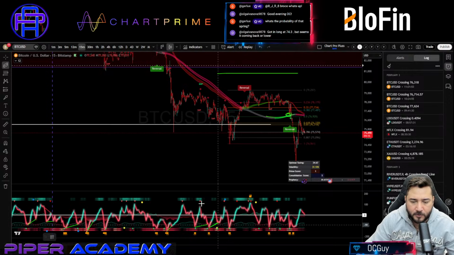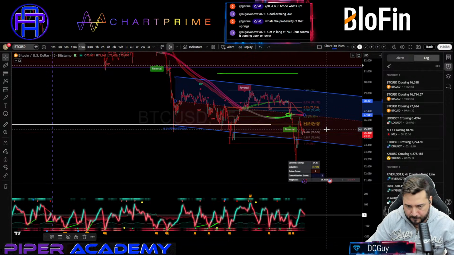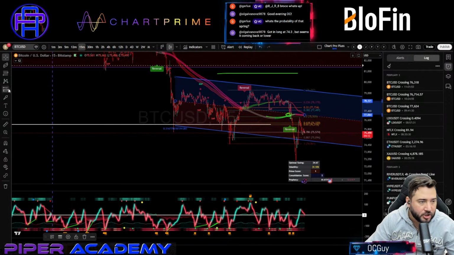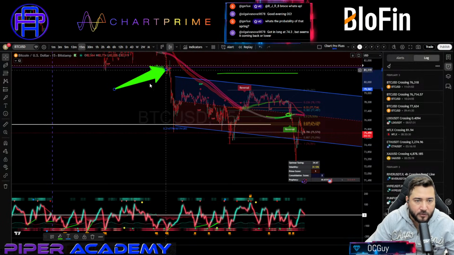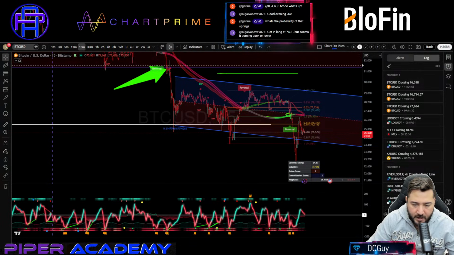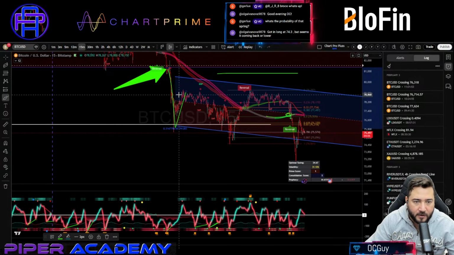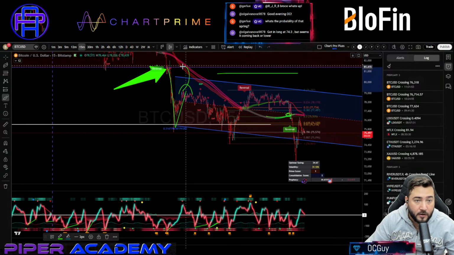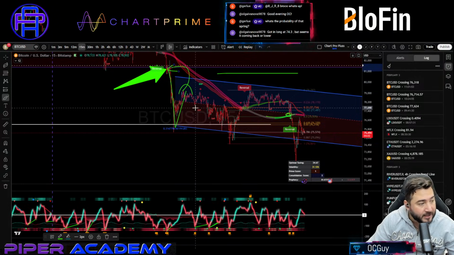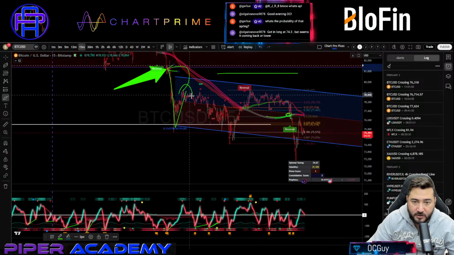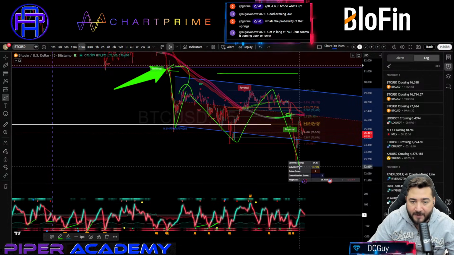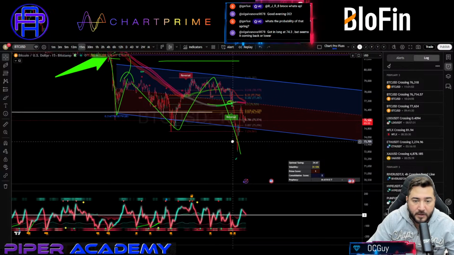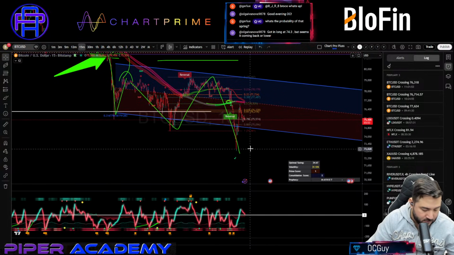One of my favorite ranging tools is this one right here. Let's go for it. There it is. That's our range. We have the little ranging here. We have the V-shaped recovery. We have a high lower than the previous range that gives us 70% chances of ranging. We are ranging, having the spring below the other lows.